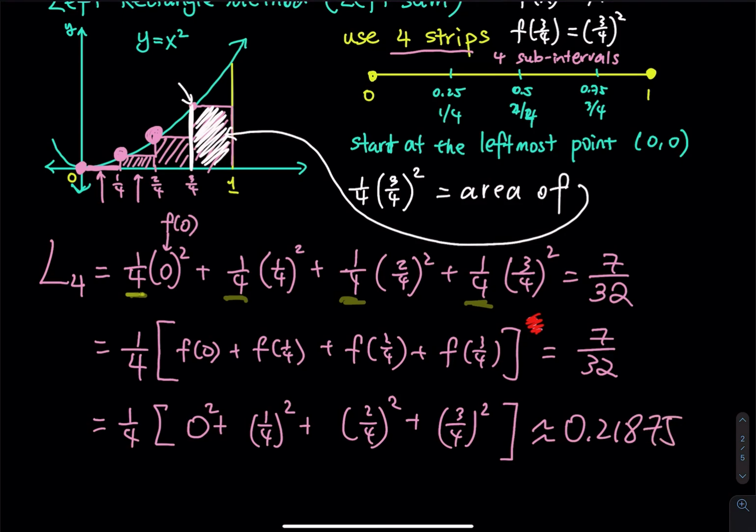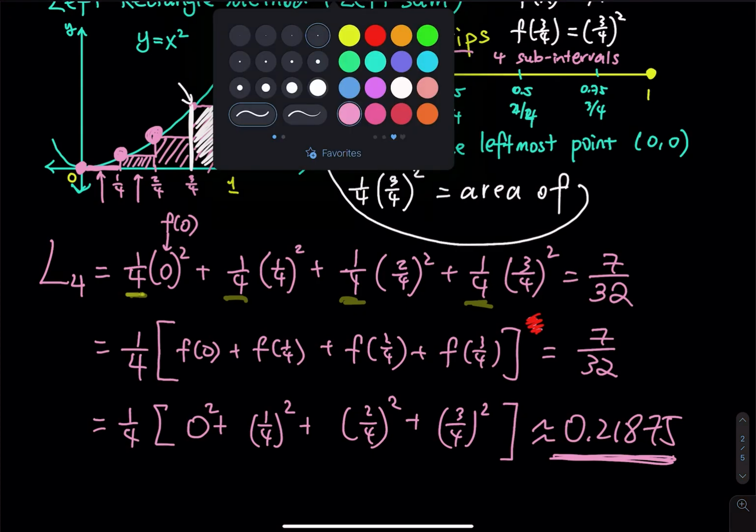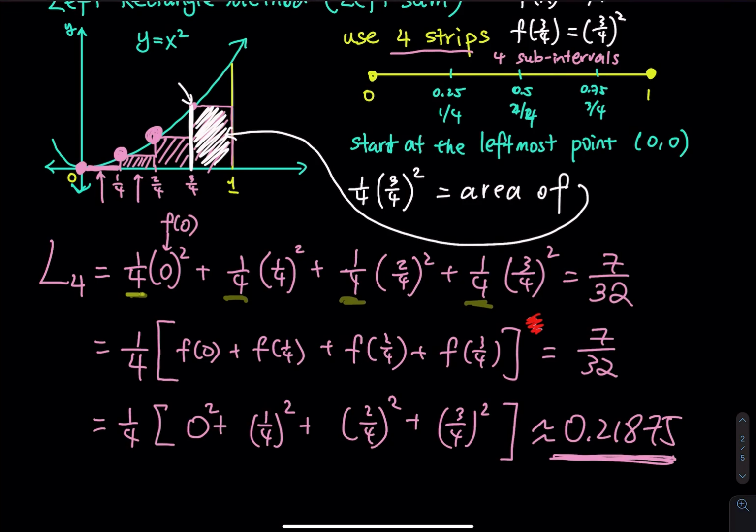Now, let me ask you the next question. Is this accurate? Is this the exact area under the curve? The answer is no. So let me switch to another color. So this is not the exact area. This is an underestimation. How do I know that this is an underestimation? You have to use your eyes to look and check it out.